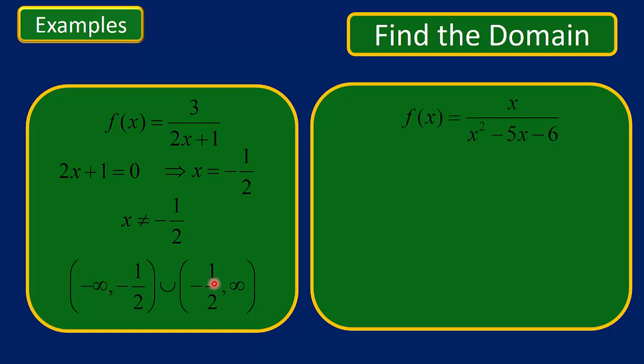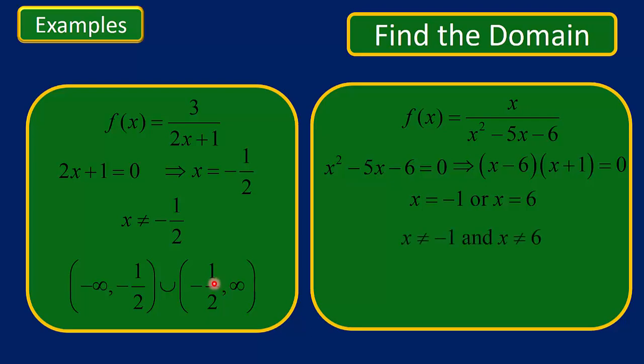Okay, let's look at another one. F of x equals x over x squared minus 5x minus 6. Going to set the denominator equal to 0, do some investigating. Let's find out what will make that equal to 0. So I solve it by factoring. And I find that if x is equal to -1 or if x is equal to 6, either one of those will make this denominator 0.